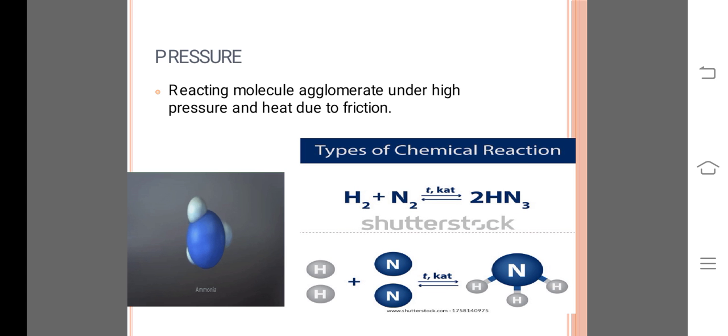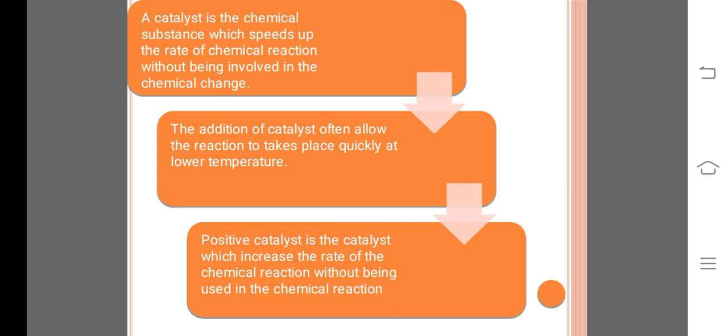And another thing is pressure. Pressure is also needed when you want a chemical reaction to happen. A very common example is formation of ammonia. When you apply very high pressure to hydrogen and nitrogen, you will get ammonia. So these are a few examples.